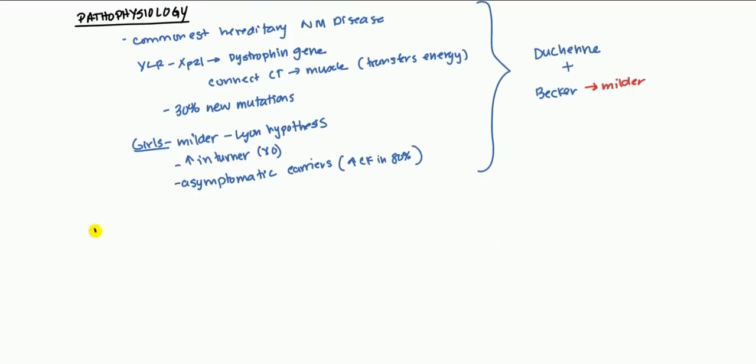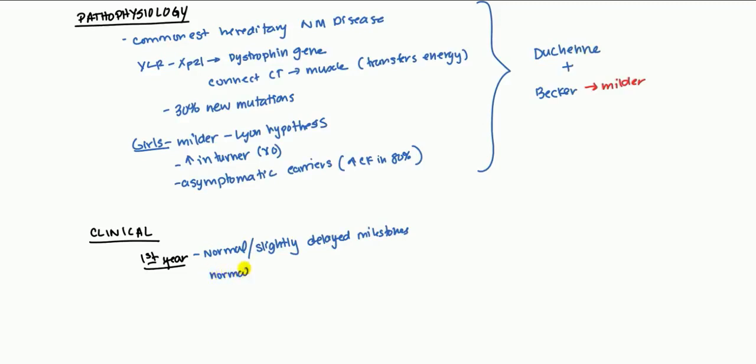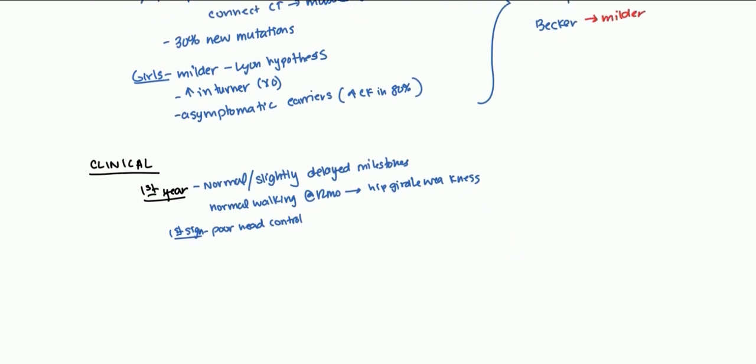Okay, so after talking about pathophysiology, let's go over to the clinical aspects. In the first year, everything will be pretty much normal. They'll have normal or maybe slightly delayed milestones, but it's very slight, nothing to be too worried about. You will have normal walking at about 12 months. However, there may be some hip girdle weakness. So even though they're walking normally, they might have some slight hip girdle weakness. One of the first signs, however, is poor head control early on. But again, that's a very slight sign, not diagnostic by any means.